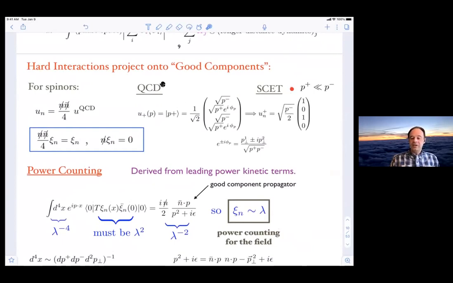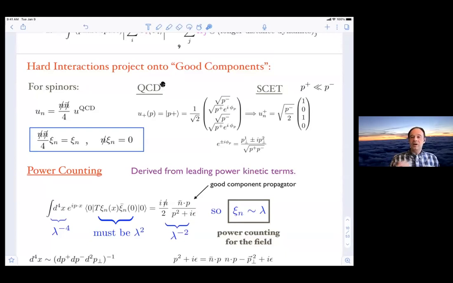If I have a high energy collision where I know that the minus momenta are much bigger than the plus momenta, then it turns out that spinors get expanded. So in a high energy collision, there are what are known as good components of the spinor. This is a very old language, going back to people's study of DIS and DIS at subleading twist. It was understood that there were good components and bad components to the fermion.